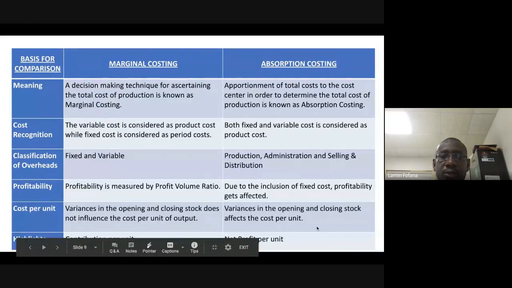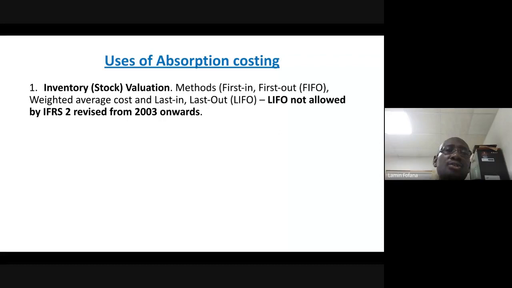So let's look at the uses of absorption costing. The first use or benefit of absorption costing is for inventory or stock valuation, using methods like first in, first out, weighted average cost, and last in, first out.